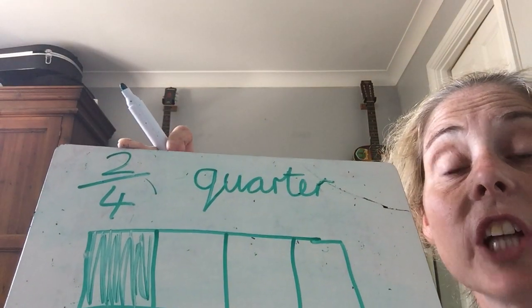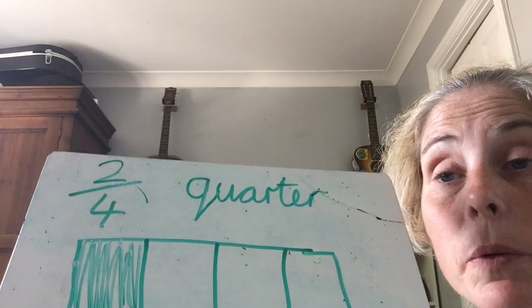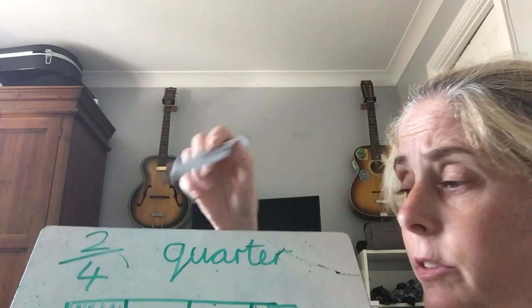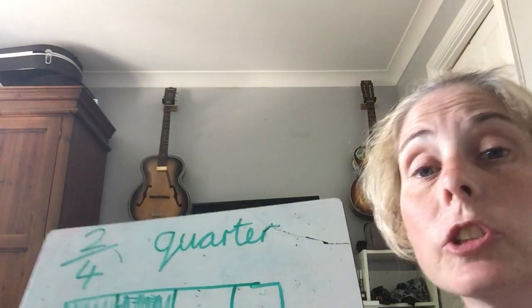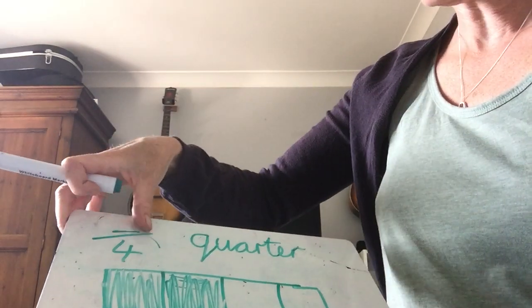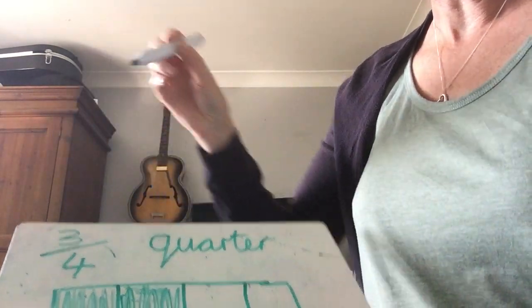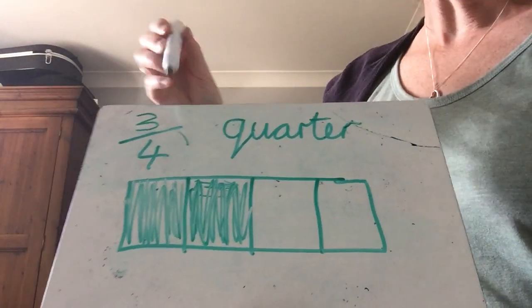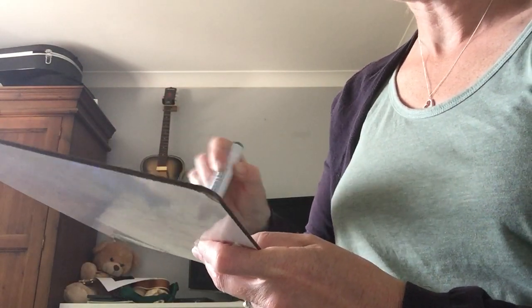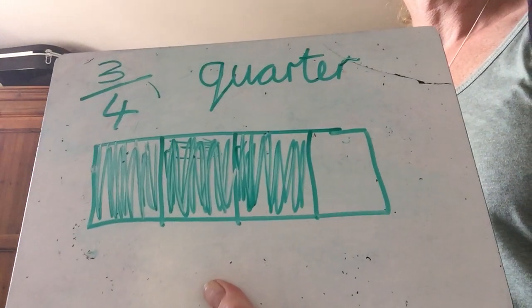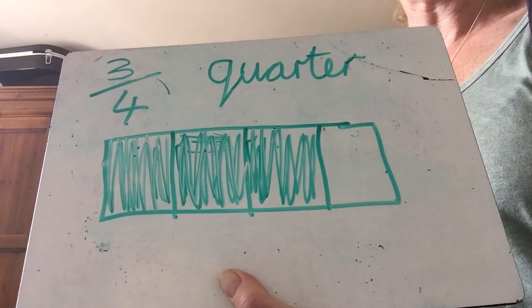Now you need to shade 2 bits out of 4. So I would look at the top number and say, right, I need to shade 2 bits out of 4. So 1, 2, 3, 4. Okay, because I only need to shade 2, not 4 or 3. I would need to shade 3 if I had a 3 up there. If I put a 3 there, then I would need to shade 1, 2, 3 parts out of 4. So 3 parts out of 4.